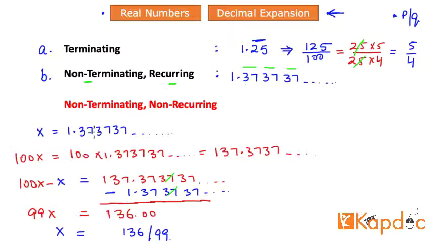That means the number that was originally in the non-terminating but recurring form, this number x, can be equated to 136 over 99. And that is nothing but a form of the number p over q. And therefore, we can say that non-terminating and recurring decimal numbers are also classified under rational numbers. Or in other words, both of these categories, A and B, are part of the numbers that are rational numbers.